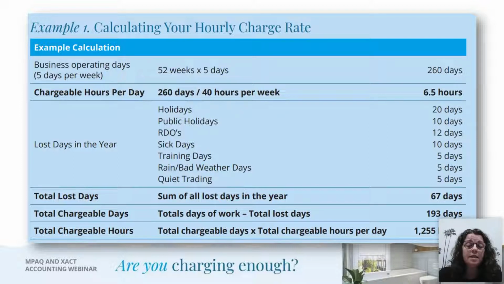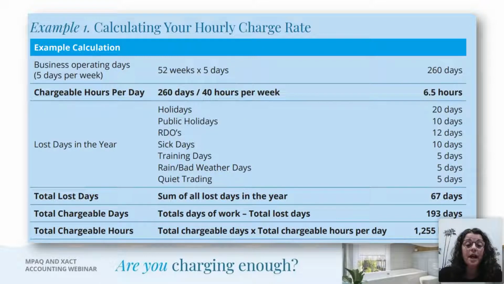Quiet trading days is another one to factor in. Thinking about the other guys on the tools, are they busy all the time, or do you have some quiet days where they might be catching up on other bits and pieces, restocking or doing some admin-type work, or you just haven't got enough work floating around to keep them busy on those days? So factor in some of that time as well.